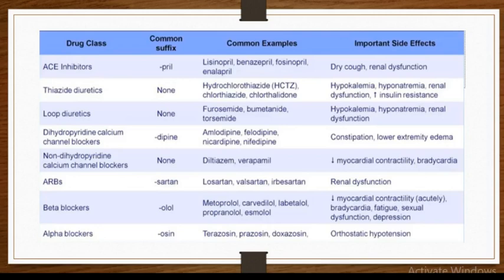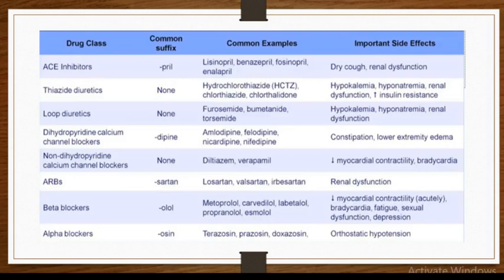Also, we look at the thiazide diuretics. They don't have any suffix, as well as the loop diuretics. They don't have any suffix. But these are some of the examples that we have, and their side effects being hypokalemia, hyponatremia, renal dysfunction. So we are going to pick each of these drugs one by one and look at it in detail, their mechanism of action, their pharmacological effect, and also when to use them clinically, and when they are contraindicated to be used.